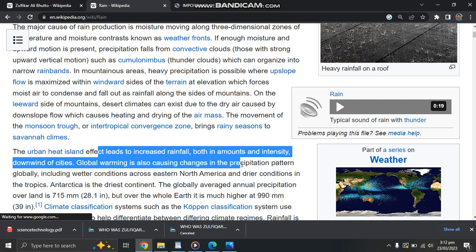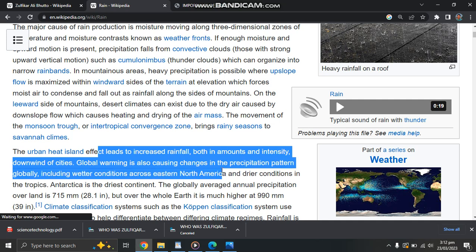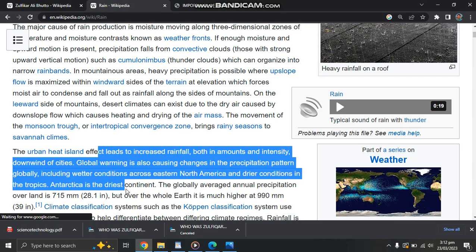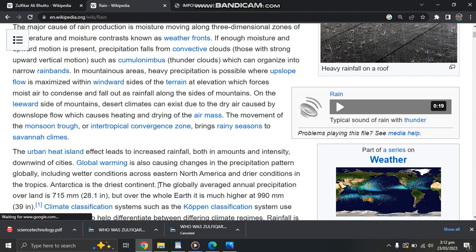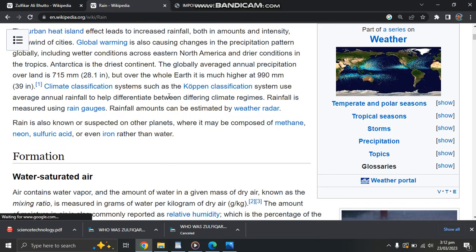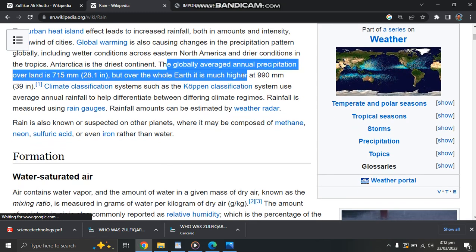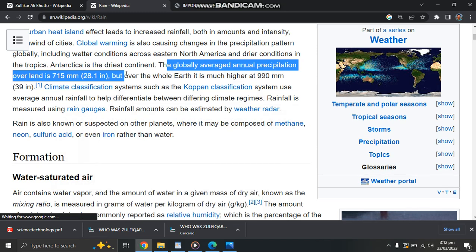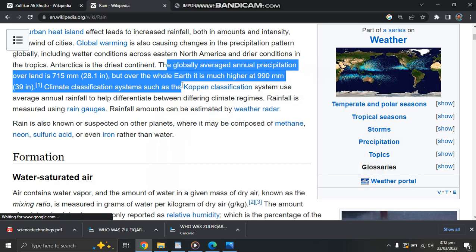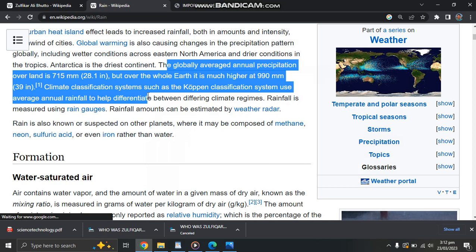Global warming is also causing changes in precipitation patterns globally, including wetter conditions across North America and drier conditions in the tropics. Antarctica is the driest continent. The global average annual precipitation over land is 715 mm or 28.1 inches, but over the whole world it is much higher, at 990 millimeters or 39 inches.